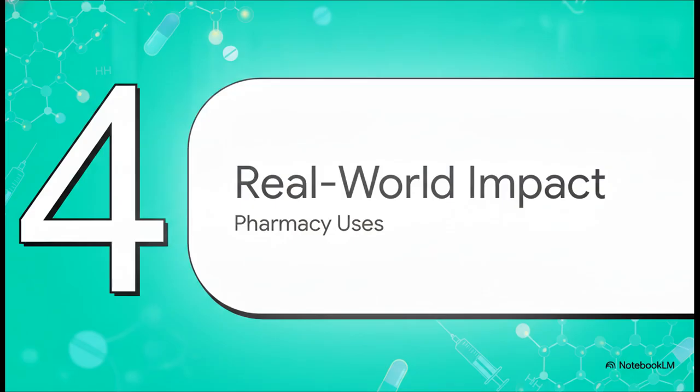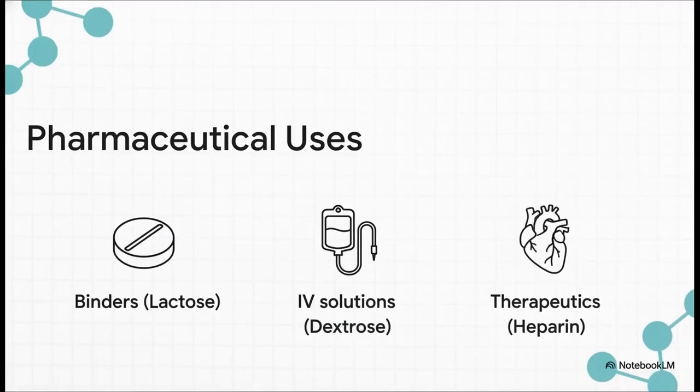Let's wrap up with Section 4, Pharmaceutical Applications and their real-world impact. So how does all this microscopic chemistry translate into the real world? Well, in the pharmaceutical industry, these precise chemical properties are absolutely critical. Carbohydrates serve as everything from basic diluents and binders in your everyday tablets, using stuff like lactose and starch, to providing sterile IV dextrose for patients in the hospital. They even function as vital cardiovascular therapeutics, like the widely used antithrombotic drug heparin. It's way more than just food.